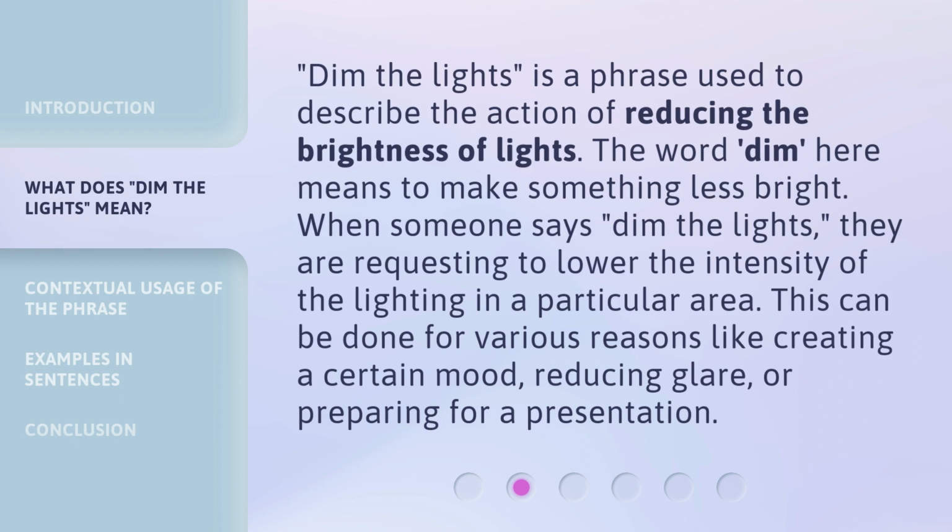"Dim the lights" is a phrase used to describe the action of reducing the brightness of lights. The word "dim" here means to make something less bright. When someone says, "dim the lights," they are requesting to lower the intensity of the lighting in a particular area. This can be done for various reasons like creating a certain mood, reducing glare, or preparing for a presentation.